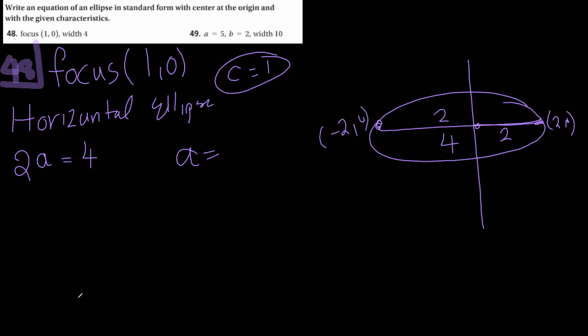So a here is 2. Now I want to write the equation. If I want to write the equation, I need a and b. Let's find b by using this one.